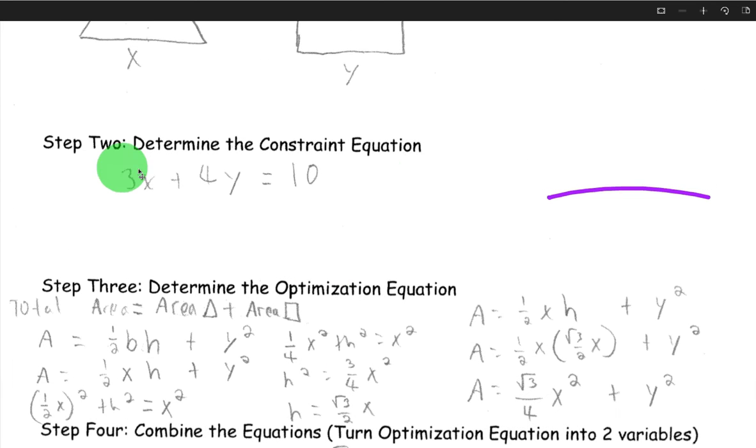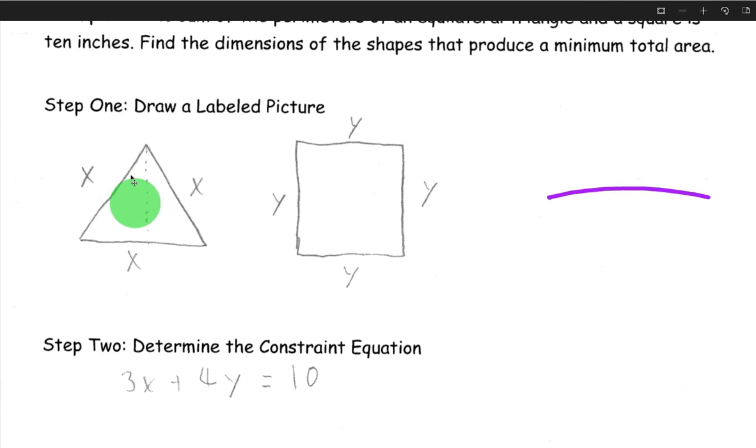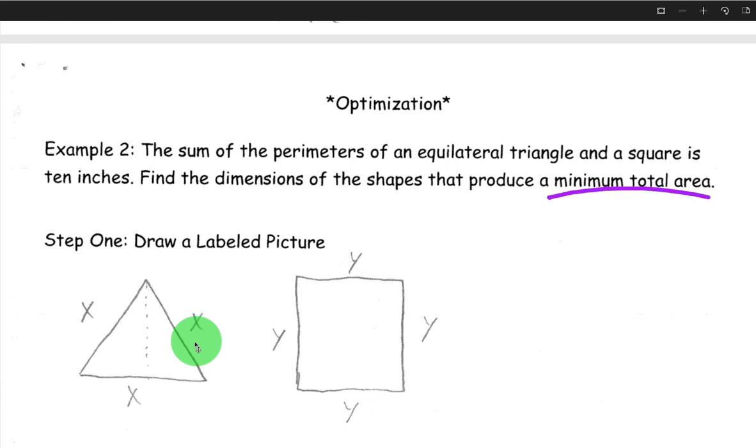We've already come up with the constraint equation, again dealing with the amount of material we have. This could be sticks or wire or something. We can easily figure out what the optimization equation might look like, because we were trying to have a minimum total area. So we just need to figure out the area of these 2 shapes, where area of a triangle is 1/2 base times height, so it'll be 1/2 x times h. And then over here, this area is y squared, y times y.